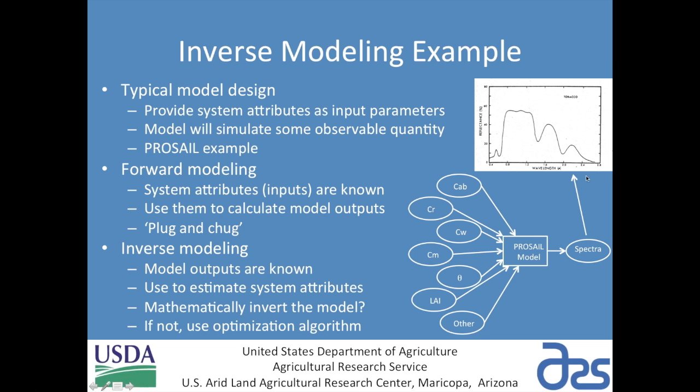For phenotyping, we're measuring reflectance. We're measuring what the model outputs. And so then what we need to do is use that information along with the model to estimate what the model input should be. So if a model can be mathematically inverted, then we can calculate that directly. However, most models used in the physical sciences are not able to be inverted because they are complex.